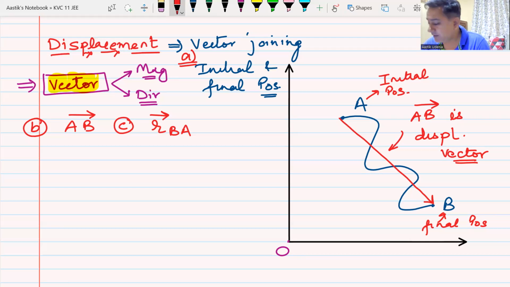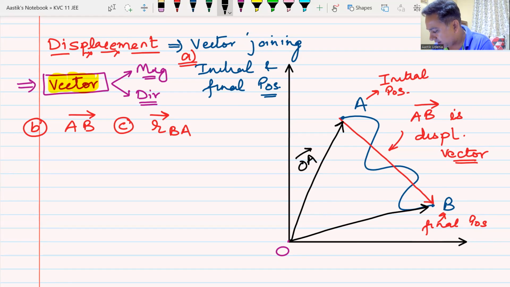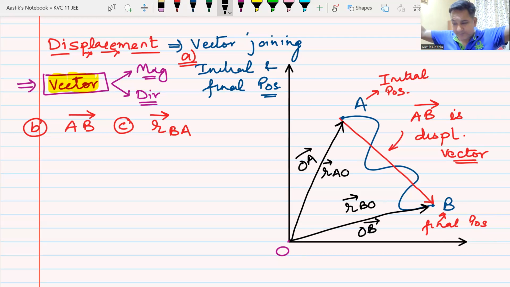And now I'm going to draw it for you, my dear friends. See, this gentleman is the initial position vector, OA vector. Do we understand this? This gentleman is the final position vector, OB vector. Yes or no? I can write this vector as position vector of B with respect to O. I can write this vector as position vector of A with respect to O. Do we understand this?